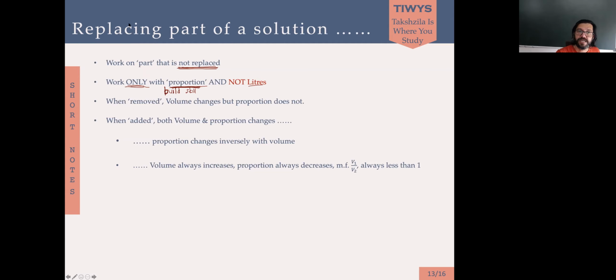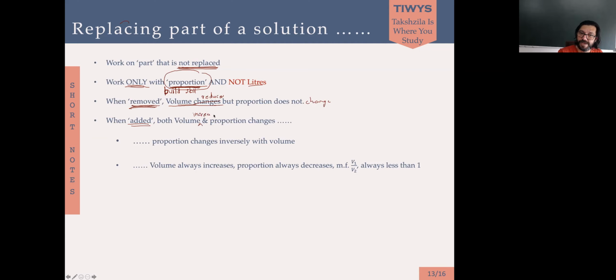I'll break the replacing part into remove and add. When I remove, volume changes. Volume, in fact, reduces. But proportion does not change. Right? I'm going to work on proportion. So for remove, I'll just say volume has changed, proportion has not. When you add, the volume increases.